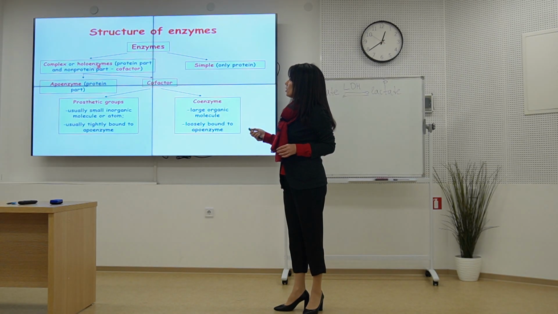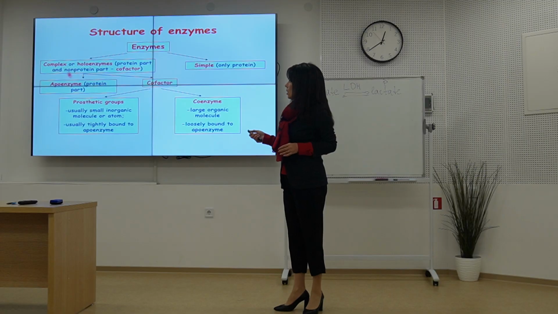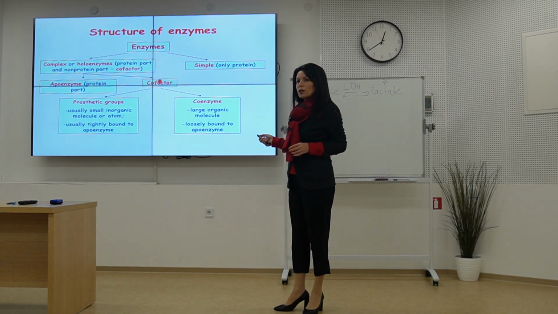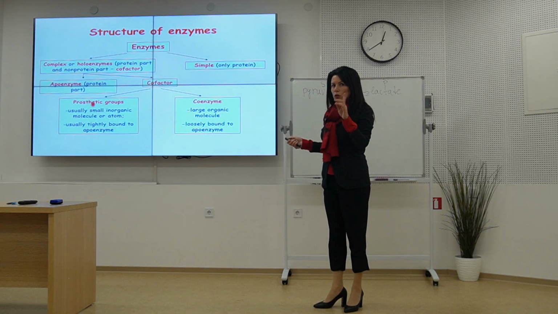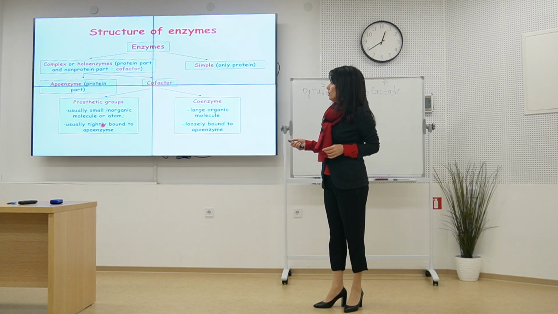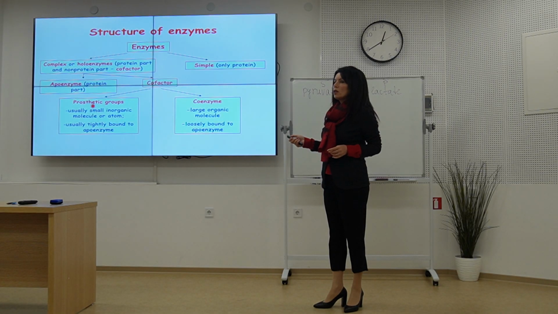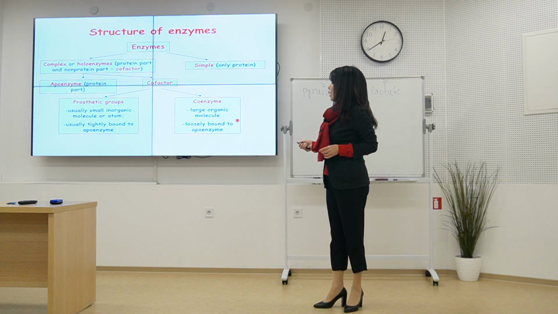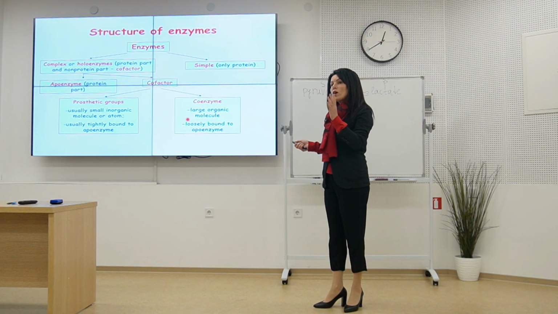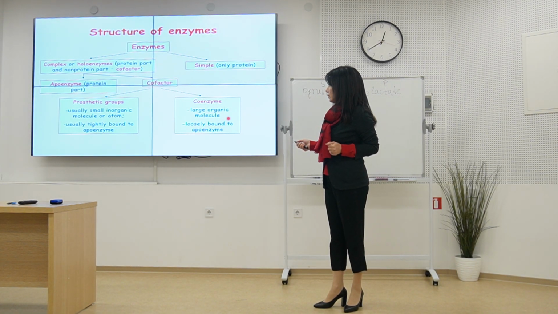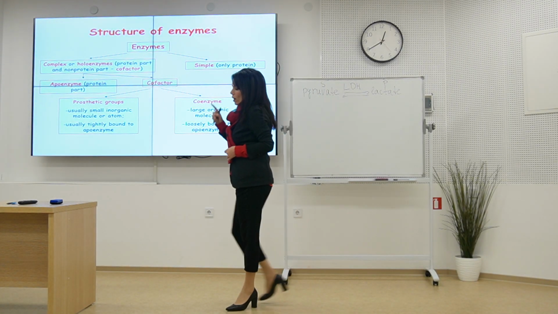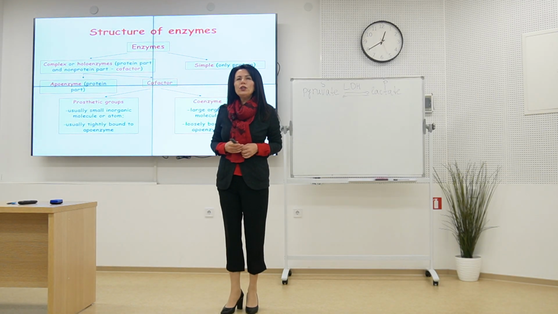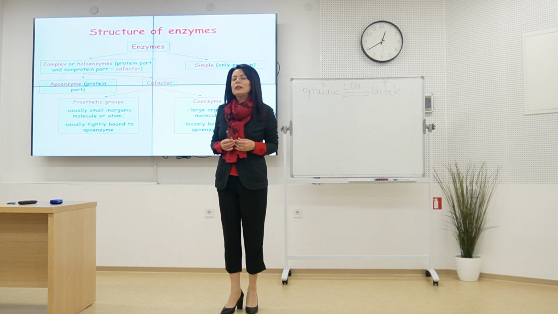The protein part is called apoenzyme. The non-protein part is called cofactor. There are two types of cofactors, according to the bond. If the bond is covalent or tightly bound to apoenzyme, this cofactor is called prosthetic group. If the bond is non-covalent, which means loosely bound to apoenzyme, the cofactor is called coenzyme. One question. Tell me why we need to eat vitamins every day.